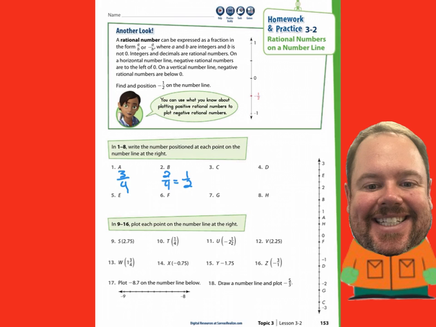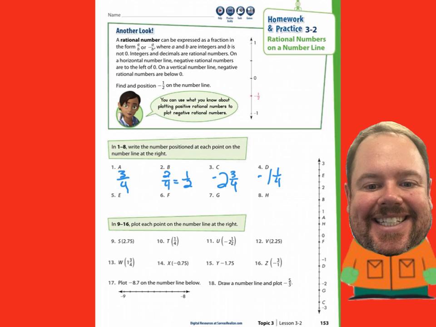Point C. If we look at C, it's way down here in the negatives. So it's between -2 and -3, 1/4, 2/4, 3/4. So it will be -2 and 3/4. And then we have point D. Point D is located here between -1 and -2. So here is -1, and it's one space past -1. So that gives me -1 and 1/4.